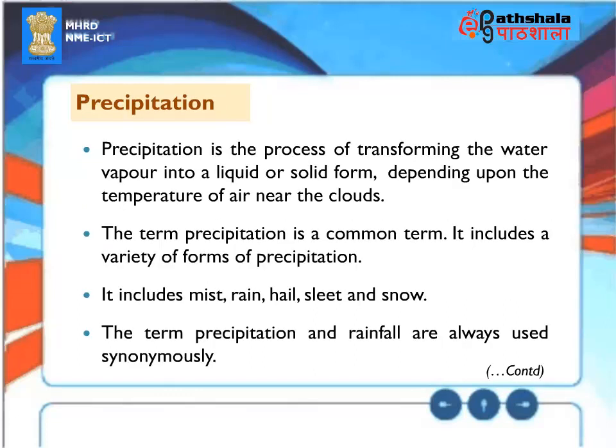Precipitation. Precipitation is the process of transforming the water vapor into a liquid or solid form, depending upon the temperature of air near the clouds. The term precipitation is a common term. It includes a variety of forms of precipitation. It includes mist, rain, hail, sleet, and snow. The terms precipitation and rainfall are often used synonymously.